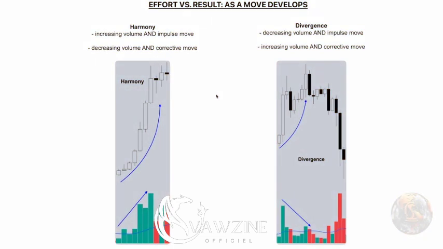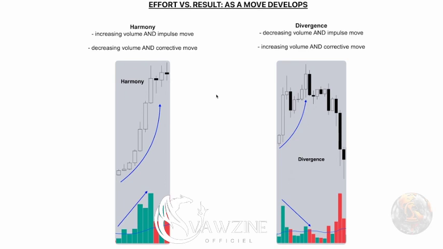Taking it a step further, now let's look at effort versus result within an entire move. So we've taken candlesticks, we've taken multiple candlesticks. Now we're looking at a full move in terms of impulses and corrections. If you remember from the previous lesson, impulse is where price moves strongly in one direction, and then the correction is when it retraces in the opposite direction in more of a sideways up or down manner.